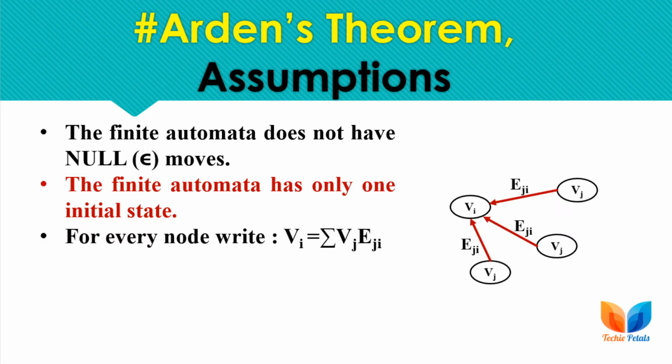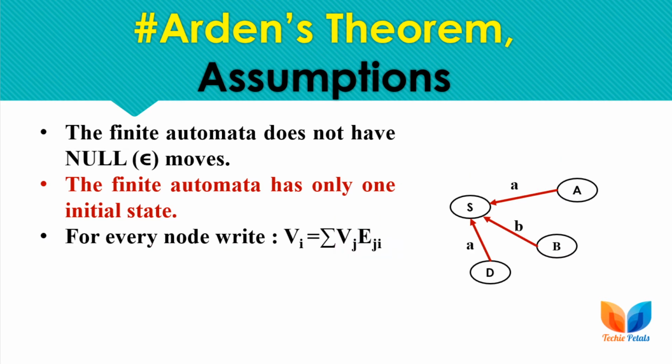Okay. And the third and important condition is for every node. Here node means a state. For every state, suppose we have Vi and Vj as different states, we have to calculate the summation of all incoming states with incoming input symbols. We have to make the summation of all the states that are having incoming transitions to the state with a specific input symbol. So we have to write the expression in this format.